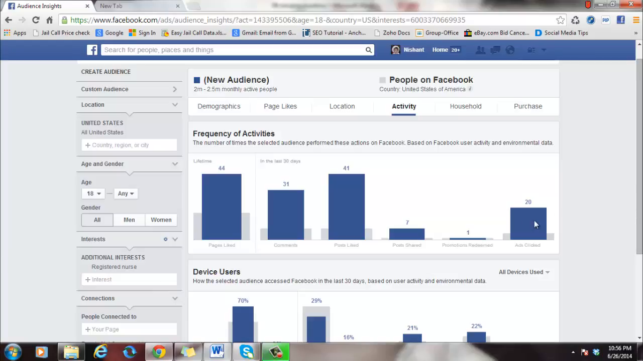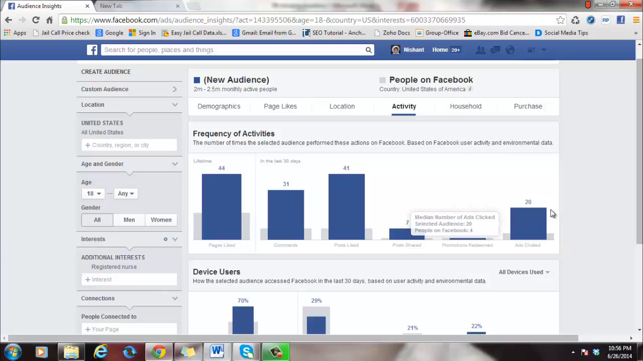Now the next thing you can do is look at the ads clicked, and on an average these people click on about 20 ads every month. That tells you that, even though a lot of people don't like to click on too many ads, people in this particular niche are clicking 20 ads in a month. That should tell you that they're kind of interested in all the other stuff that's going on, because if you see over here, numbers at Facebook are fairly low.